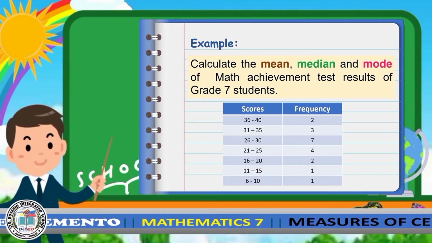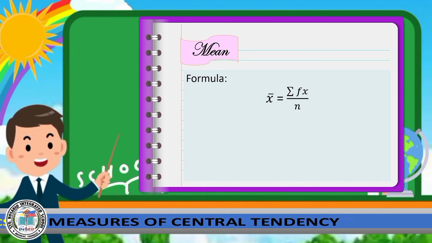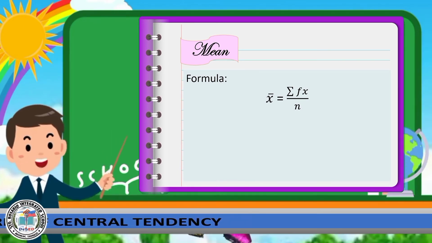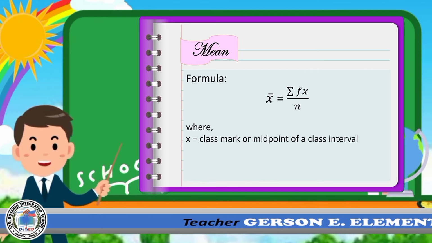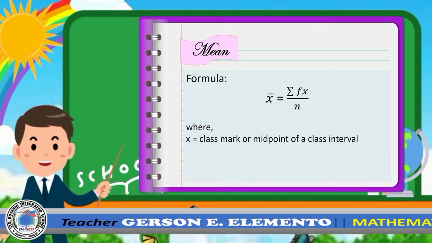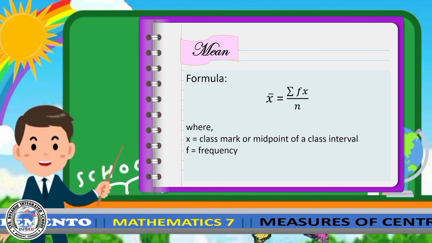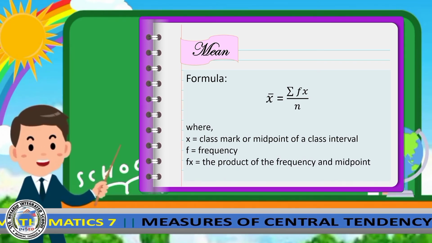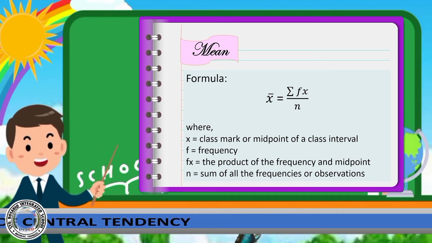To find the mean of group data, use the formula x bar equals summation of the product of frequency and class mark, or summation of fx all over n, where x is the class mark or midpoint of a class interval, f is the frequency, fx is the product of frequency and midpoint, and n is the sum of the frequencies or observations.